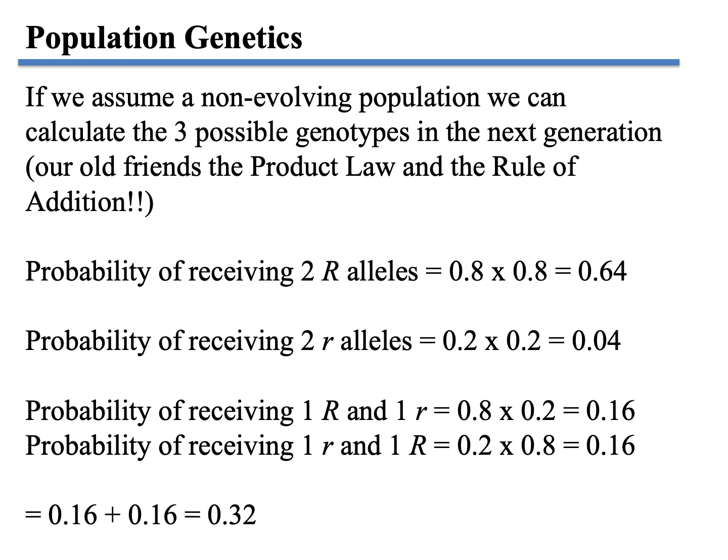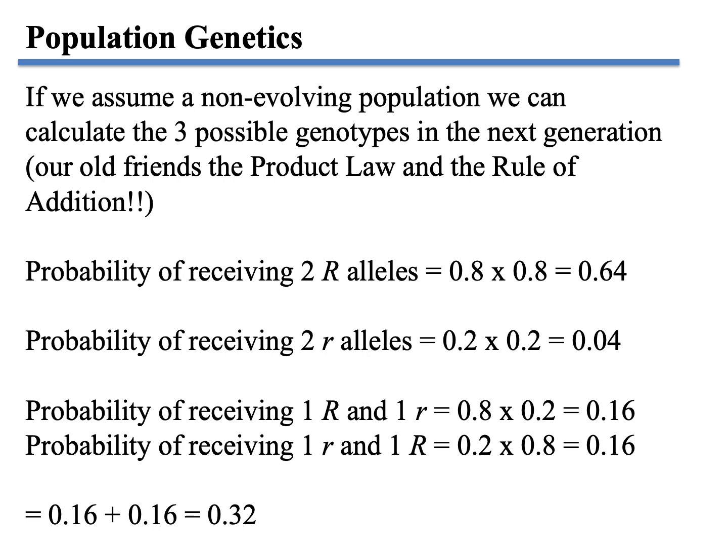If we continue along those lines and we make the assumption that we have a non-evolving population, we can calculate the 3 possible genotypes into the next generation. And the way that we can do that is using our old friends, the product law and the rule of addition. So hopefully you can go back and review some of that so that it's really clear what these calculations really mean. Now, I mentioned that we are going to make the assumption that this is a non-evolving population. And the second half of this lecture will look at some of those assumptions and tie in just a little bit of what it means to be a non-evolving population. So we will get to that in just a little bit.